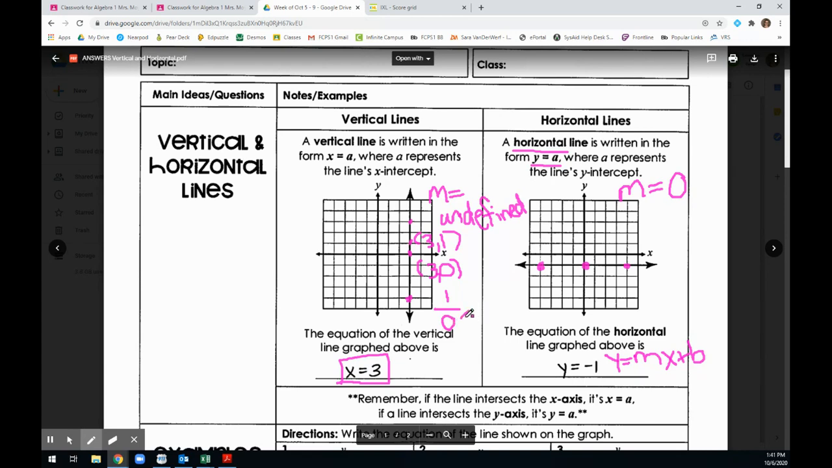And we can't divide by 0. You put it in a calculator, the calculator is going to flip out. It's going to say, no, I'm not going to do that because I can't. Dividing by 0 is not a thing. It doesn't work. And that is why it has that special slope, undefined. That's how we will remember that.